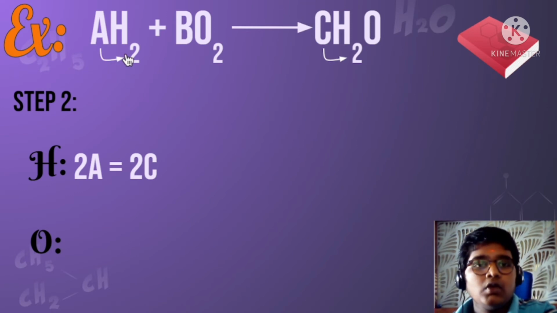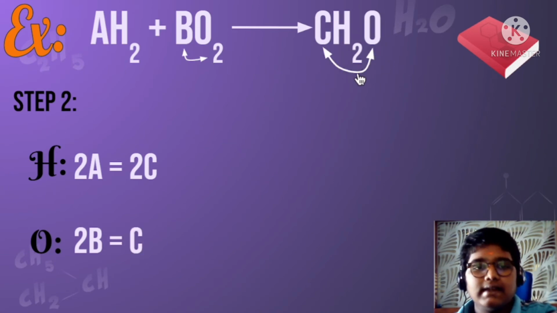So here 2A equals 2C. This is for the hydrogen element. And 2B equals a single C, because there is only one oxygen here, so a single C. So we got two equations for our two elements.